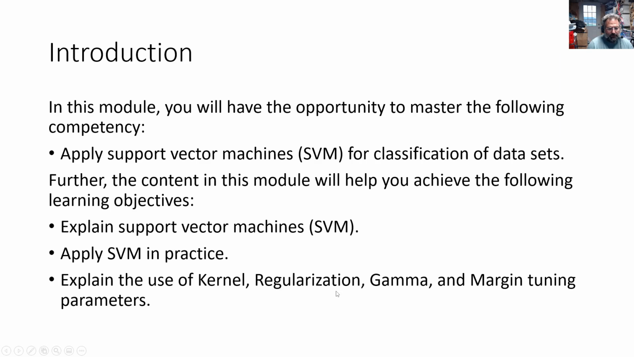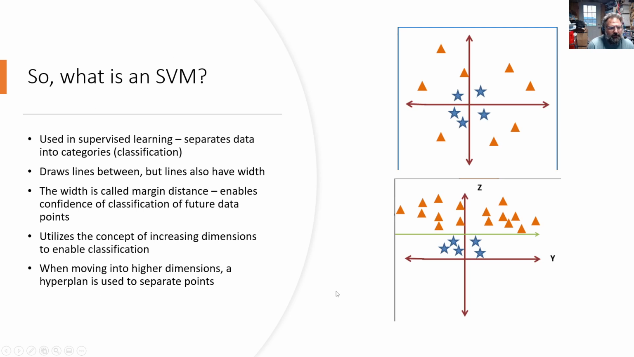Jumping straight in. What's a support vector machine? It's basically a way of doing supervised learning with the intent of doing classification, essentially being able to separate things into two different classes. And it's interesting because it not only lets you draw lines between things, but those lines potentially have a width, which is called a margin distance, and it enables us to get a sense of how confident we might be of accurately classifying future points before we've seen them.